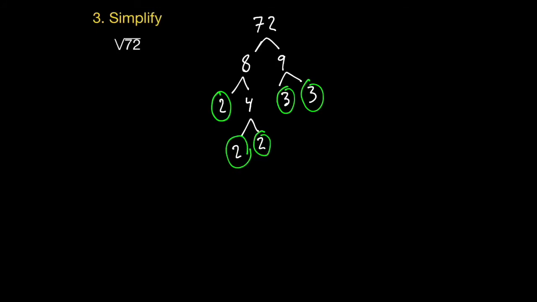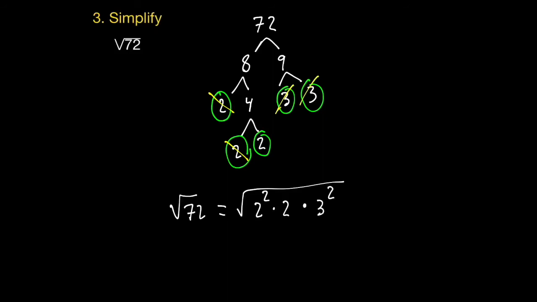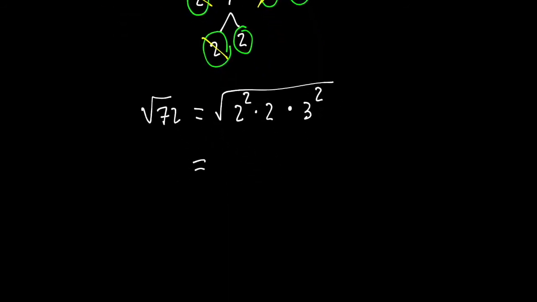I can rewrite the square root of 72 as the square root. And here I'll get the pairs. I have a pair of 2's, so I can write it as 2 squared. I have one single 2 there, and I have a pair of 3's, which I'll write as 3 squared. Now I can distribute the radical to each individual term, giving me the square root of 2 squared times the square root of 2 times the square root of 3 squared.